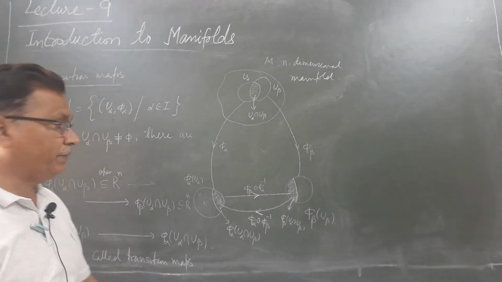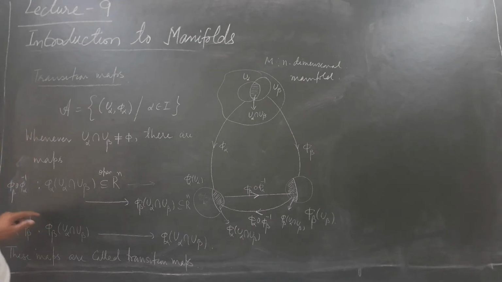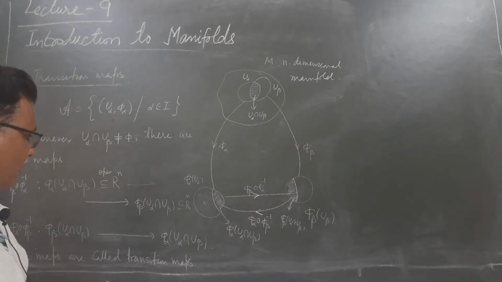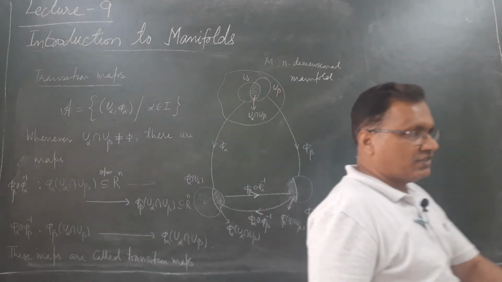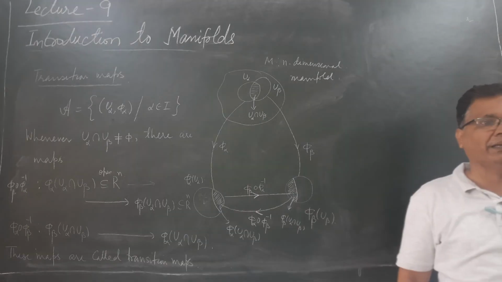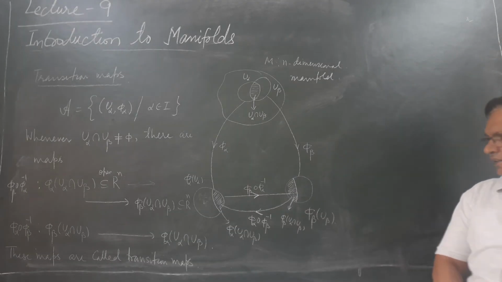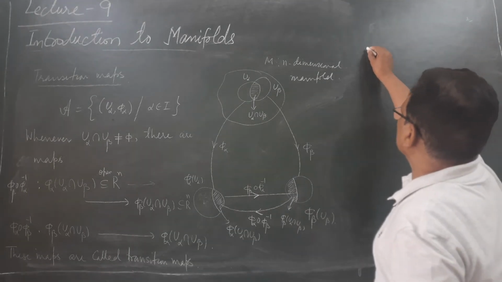If it so happens that every time the transition maps are functions of class C^r, I will say that my atlas A is an atlas of class C^r. It's a differentiable atlas of class C^r. So this is the definition.